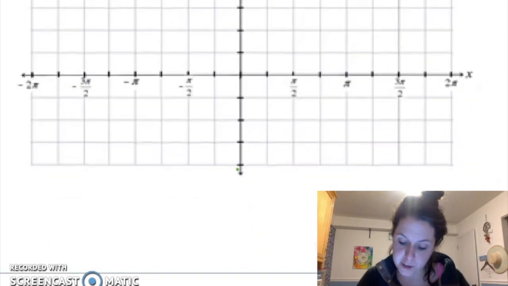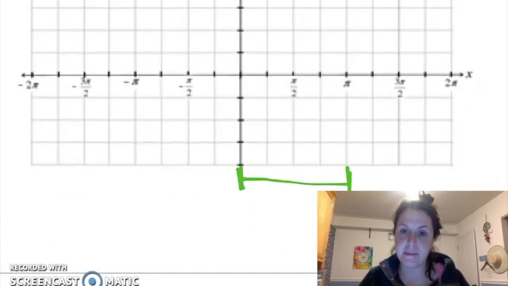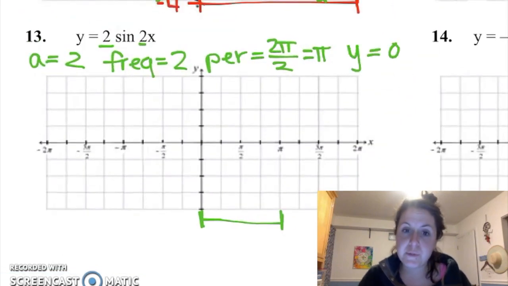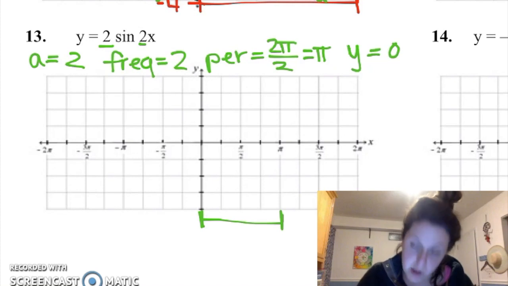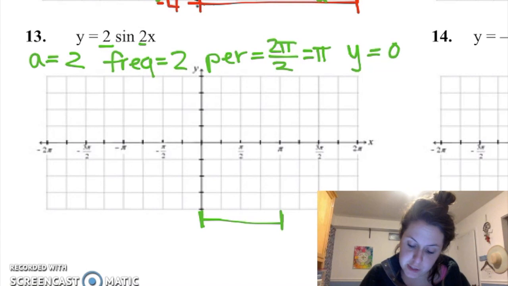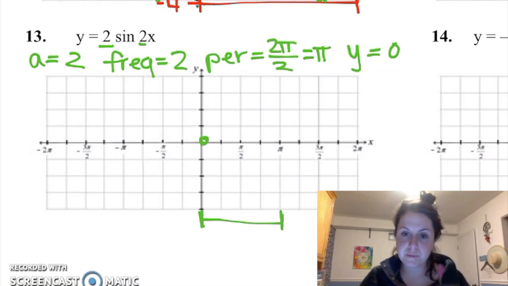So what that tells me is one curve will go from 0 to pi. And the midline is still y equals 0. So let's start this again. Ready? So midline is still the x-axis. It's a sine curve, so it should start at its midline. It will end back at pi.